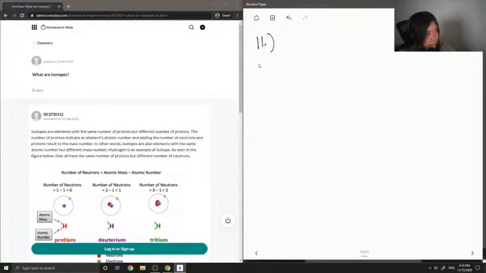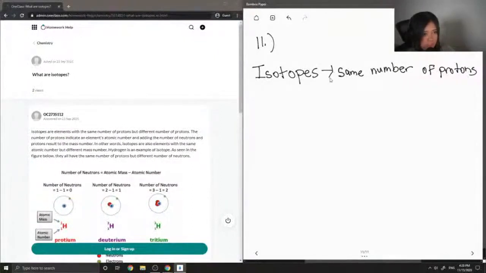Okay, so on to question 11. It simply just asks, what are isotopes? This is an interesting question, but basically, isotopes of an atom would have the same number of protons.